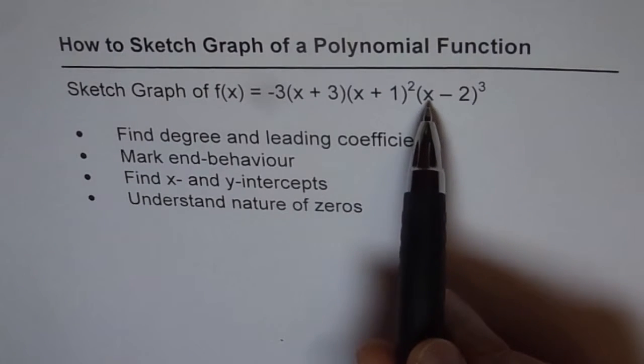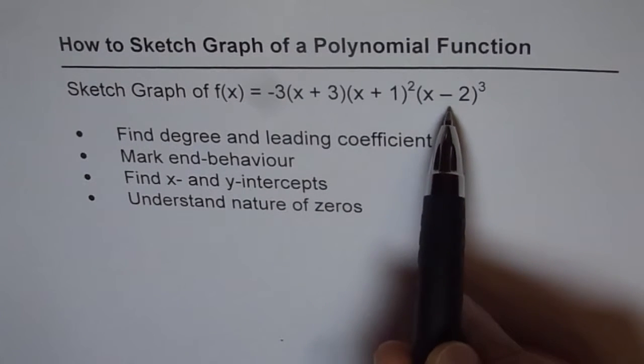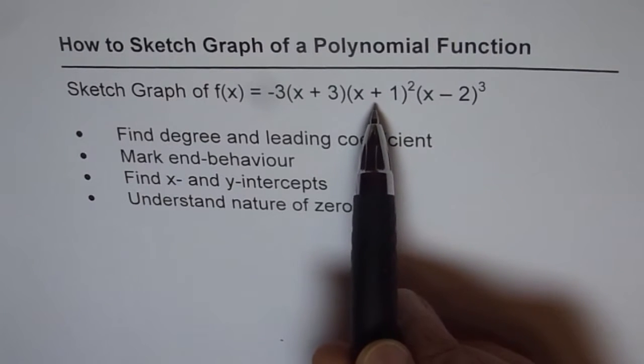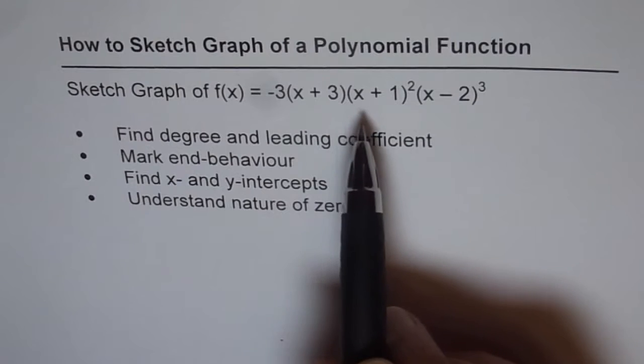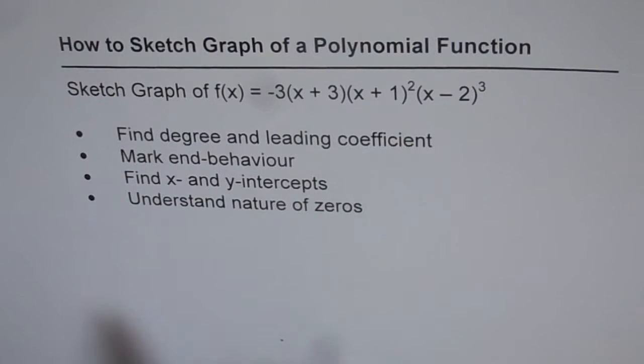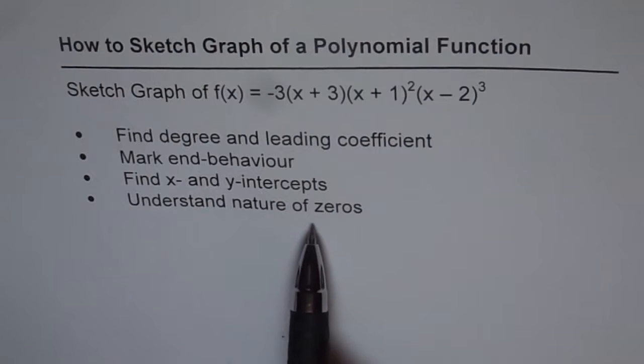For example, x minus 2 has an x-intercept at x equals 2, but it crosses like a cubic function. And x plus 1 has an x-intercept at minus 1, but it bounces back like a parabola, right? That is how it works, and x plus 3 is a linear zero. So we're trying to understand this also while we sketch. The accuracy of the graph is basically based on the nature of zeros, correct?